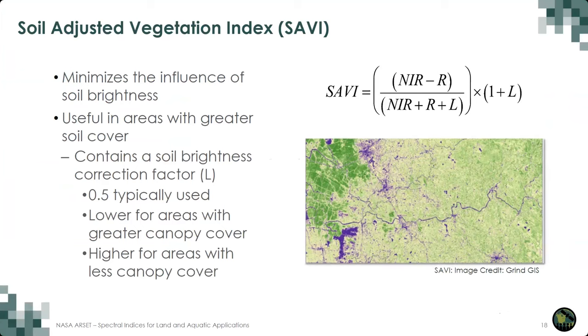Here the near infrared and red bands are still used, but a correction factor is applied. The soil brightness correction factor, known as L, is defined as 0.5 to accommodate most land cover types. SAVI ranges from -1 to 1, with low values corresponding to a small cover of green vegetation in the area.